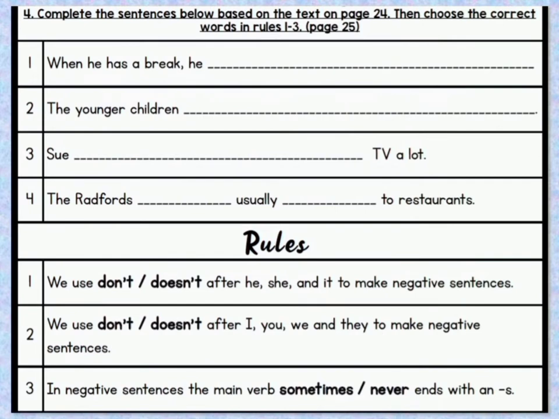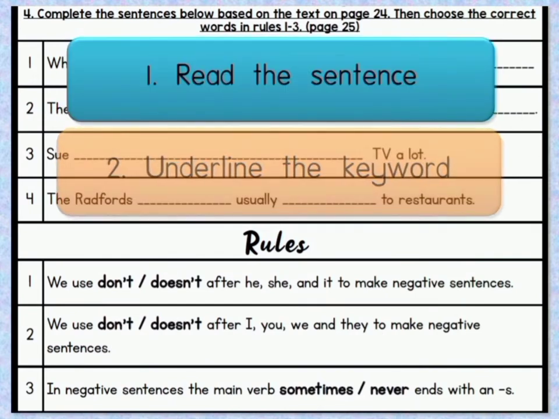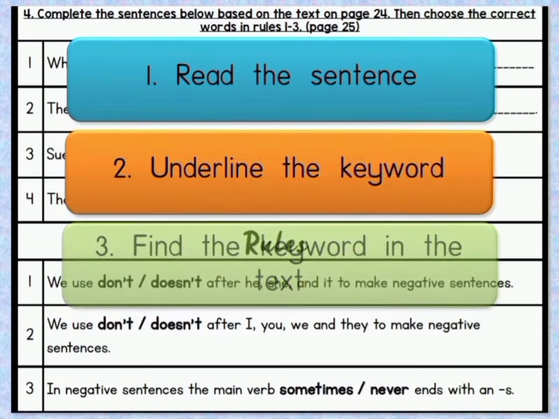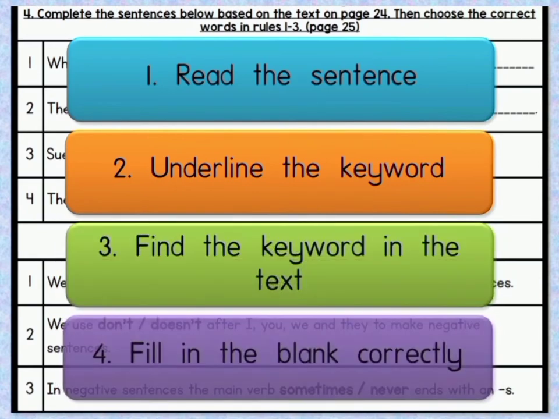The steps to complete part A are, firstly, you have to read the sentence. Number 2, you have to underline the keyword in the sentence. Number 3, find the keyword you have underlined in the sentence in the text. And then number 4, fill in the blank correctly.